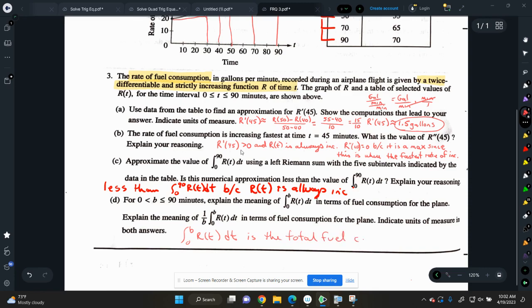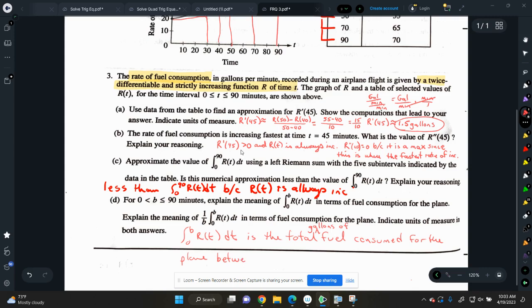fuel consumed. You have to put in gallons, right? Because it says indicate units of measurement in both answers. Why is it the total? That's what integration is. Integration's giving us a total of something. Consumed for the plane over the time period, 0 to B. We can say total gallons of fuel. I just put in parentheses after fuel. So the integral is the total gallons of fuel consumed for the plane over the time period, 0 to B.